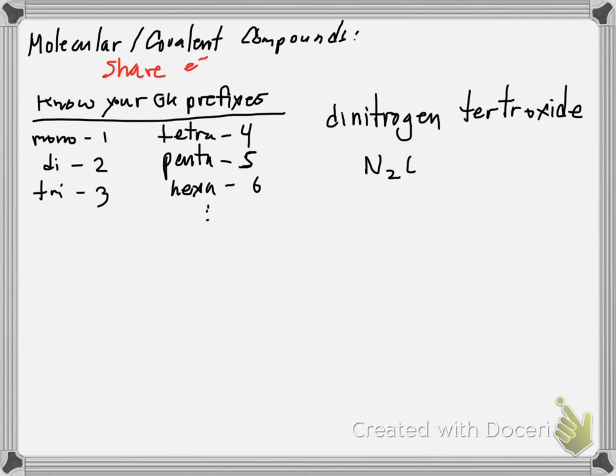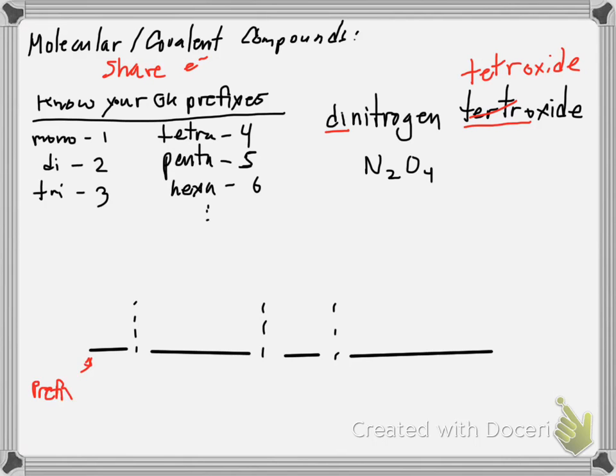This is dinitrogen tetraoxide. And actually I spelled that wrong. It should be tetroxide. Just note that when you have a prefix that ends in a vowel next to an element that starts with a vowel, you drop that vowel on the prefix. The exception would be with di, and in that case you leave the di. And in this case, dinitrogen tetroxide is N2O4.